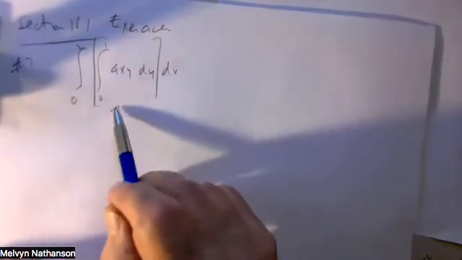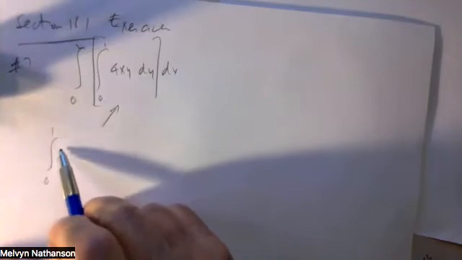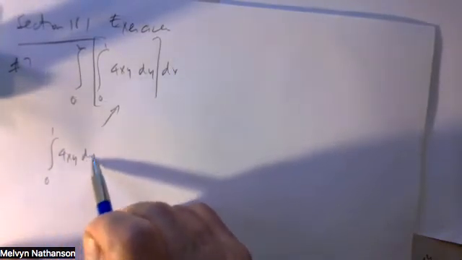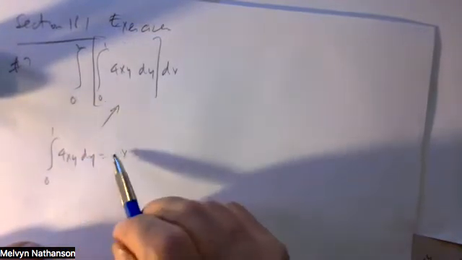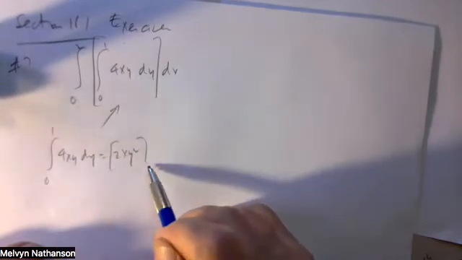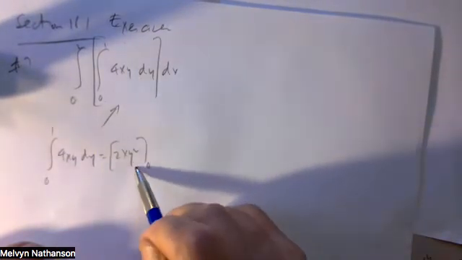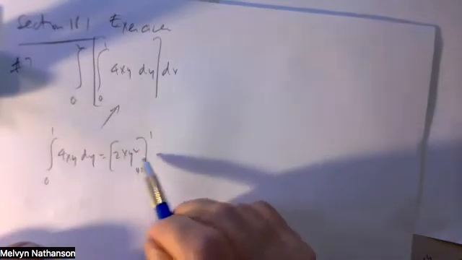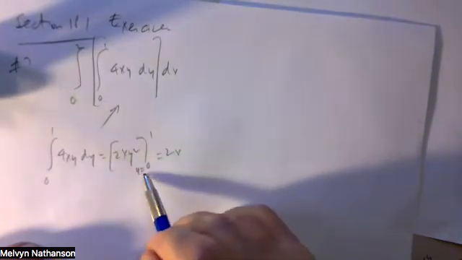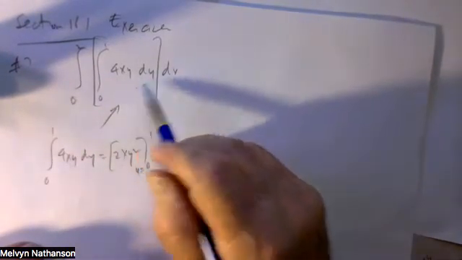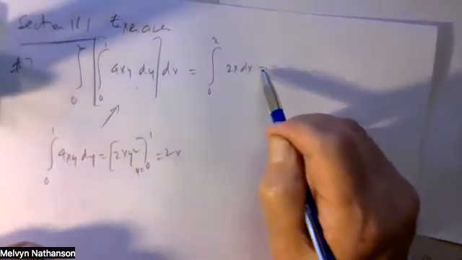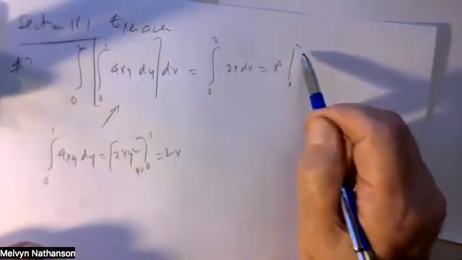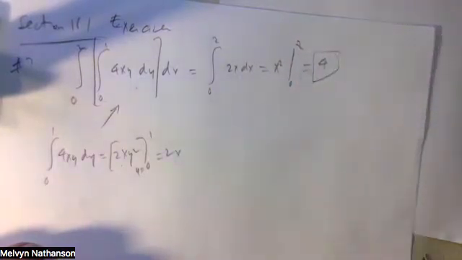So what is this inside integral? The integral from 0 to 1 of 4xy dy, x is a constant. The integral of 4y is 2y squared. So we're integrating that from y equals 0 to 1. When y is 1, you get 2x, and when y is 0, you get 0. So this integral is equal to 2x. So you plug that in here, we get the integral from 0 to 2 of 2x dx. Integral of 2x is x squared from 0 to 2, and the answer we get is 4.